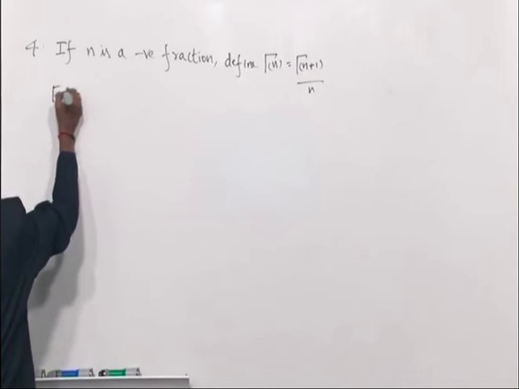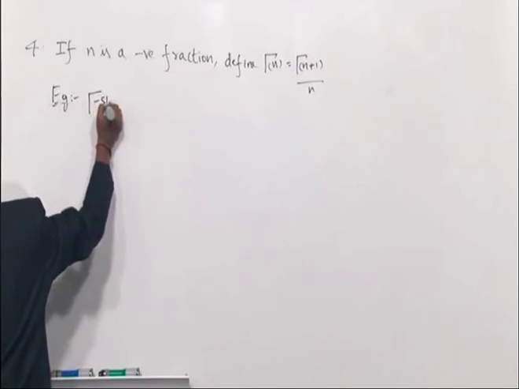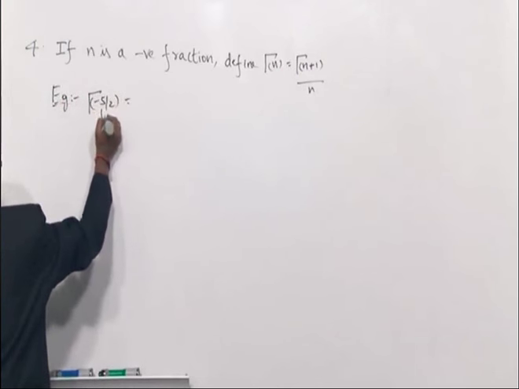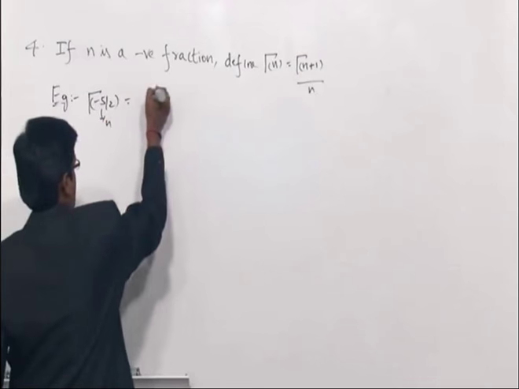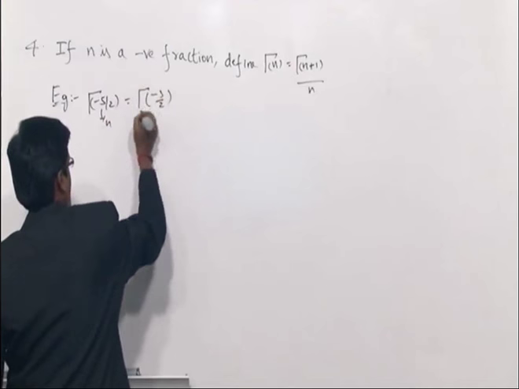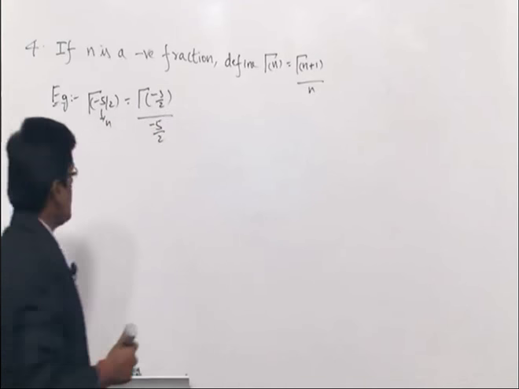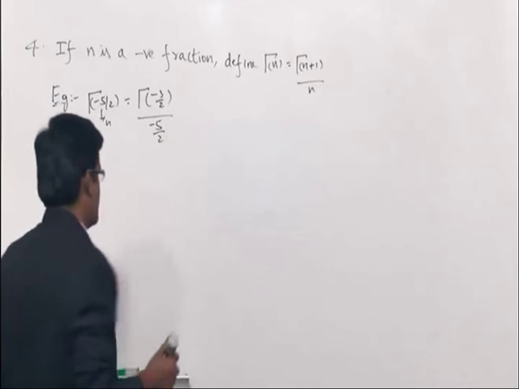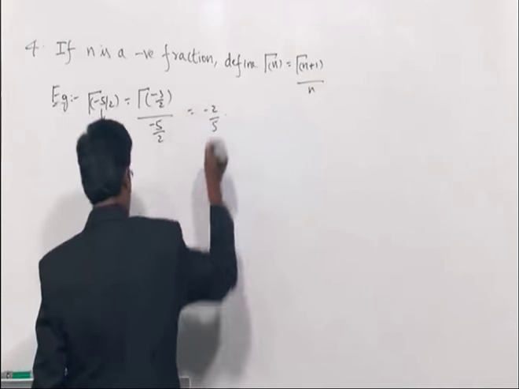Example, gamma minus 5 by 2. So this is your n is equal to minus 5 by 2. Using that, n plus 1 becomes minus 3 by 2 divided by n, that is minus 5 by 2. So still minus 3 by 2 is a negative fraction. Apply the procedure until you reach a proper fraction. Okay, so this is inverted, the denominator fraction comes into the numerator.